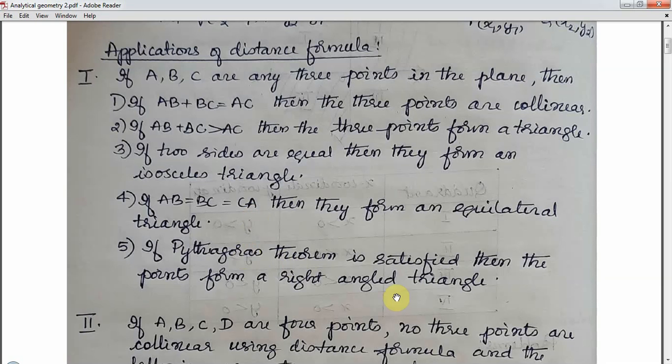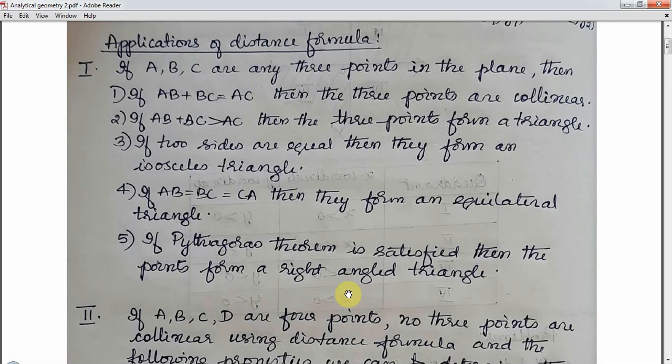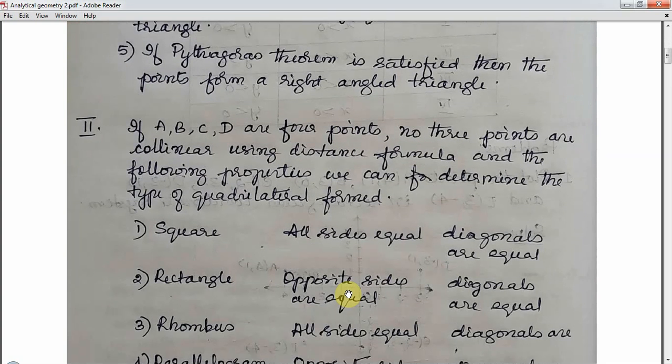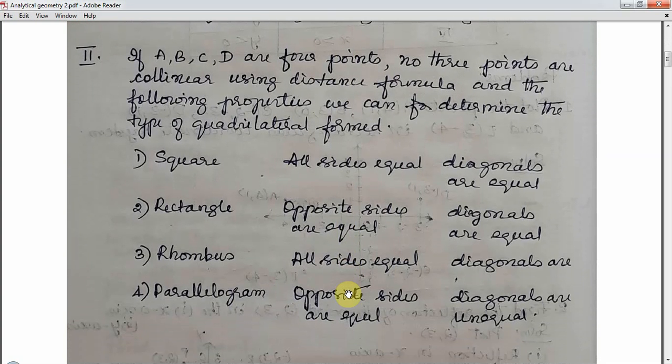If Pythagoras theorem is satisfied, then the points form a right angle triangle. What is Pythagoras theorem? AB square plus BC square is equal to AC square. If I don't take the square, then they become collinear. If I take the square, AB square plus BC square equal to AC square, then they form a right angle triangle. What do you mean by a right angle triangle? One angle in the triangle is 90 degree. Then we say that the triangle is a right angle triangle. Then the second application is if we are given 4 points.